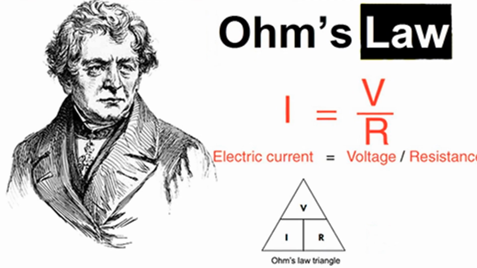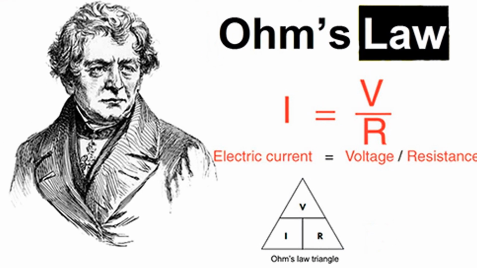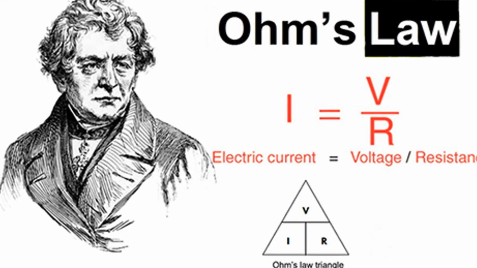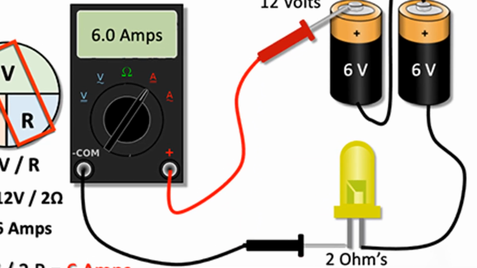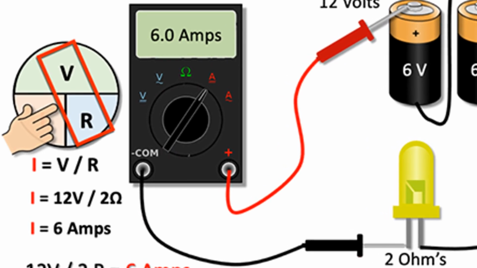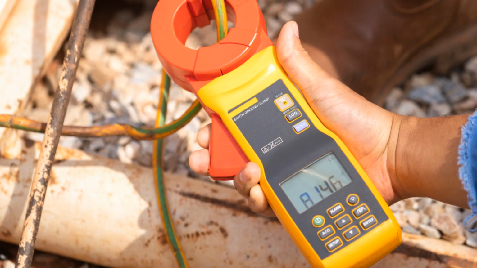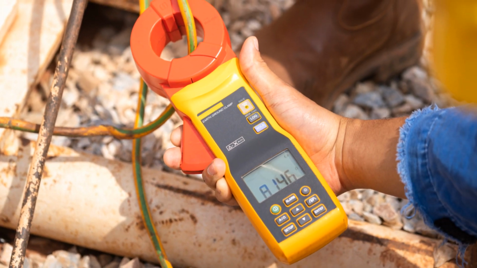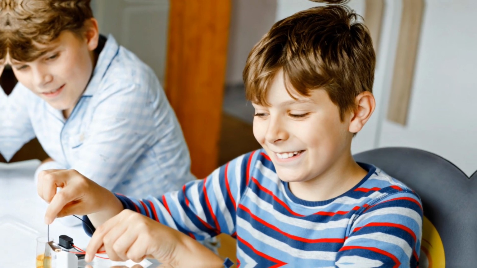Here's where it gets interesting. The relationship between voltage, current, and resistance is given by Ohm's law, named after the German physicist Georg Simon Ohm. Ohm's law states that the current passing through a conductor is directly proportional to the voltage across it, and inversely proportional to the resistance. In simple terms, if you increase the voltage, the current increases. But if you increase the resistance, the current decreases.